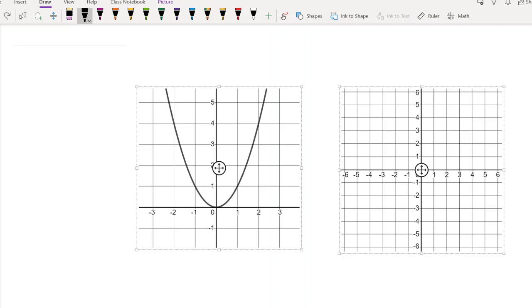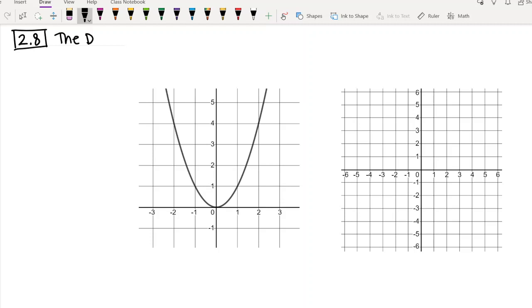So in today's video, we are going to continue to talk about derivatives, changing our viewpoint a little bit with the way that we're thinking about them. So we're now going to be in section 2.8, and we're going to be thinking of this idea of the derivative.